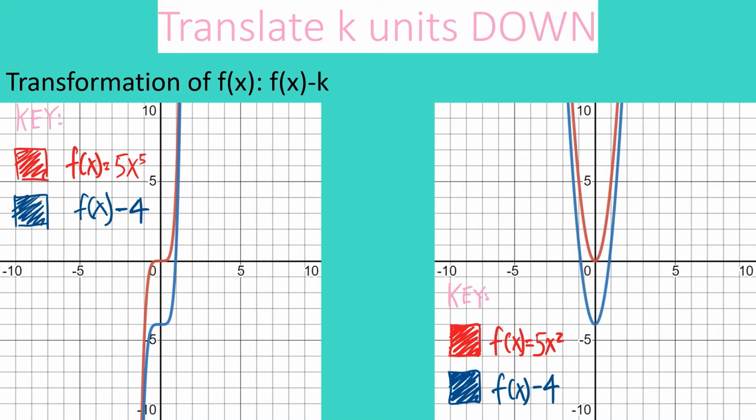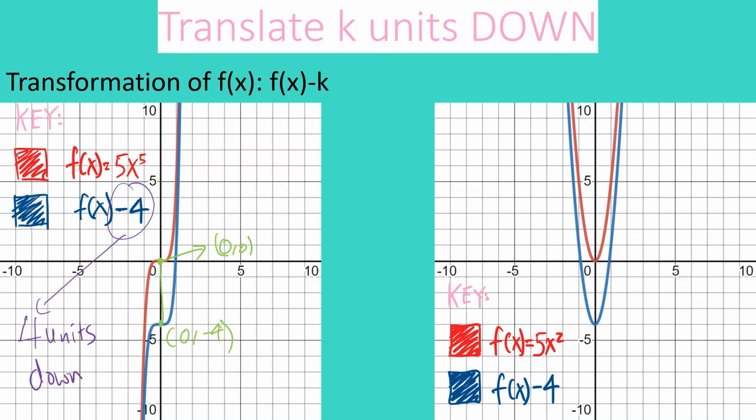Translate k units down. The transformation of f of x is f of x minus k. On our first graph, we have f of x equals 5x to the fifth power, and f of x minus 4. So this minus 4 represents moving 4 units down. So let's look at the origin of our original function, which is at 0, 0. And if we move 4 units down, we get to 0, negative 4. So that shows translating 4 units down on a graph.